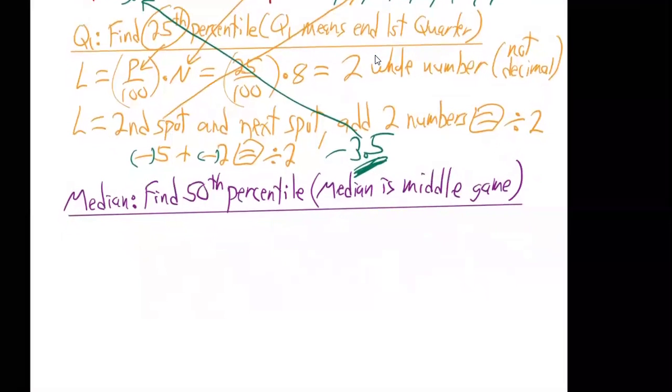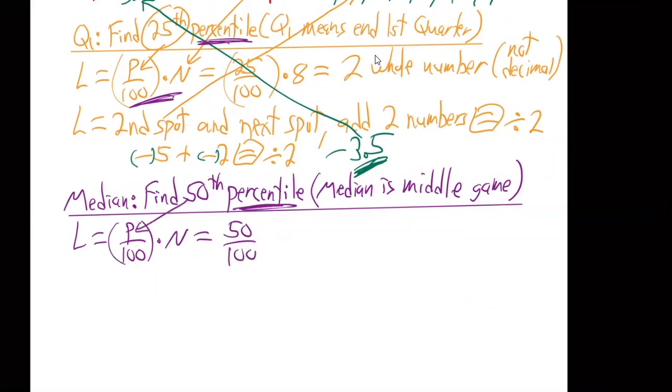So same formula again, right? We're going to use L is P over 100 times N, same exact formula that we always use for percentile. So P is 50 over 100 times N. N is still 8, and this comes out to be 4. It's a whole number, so it's not a decimal.